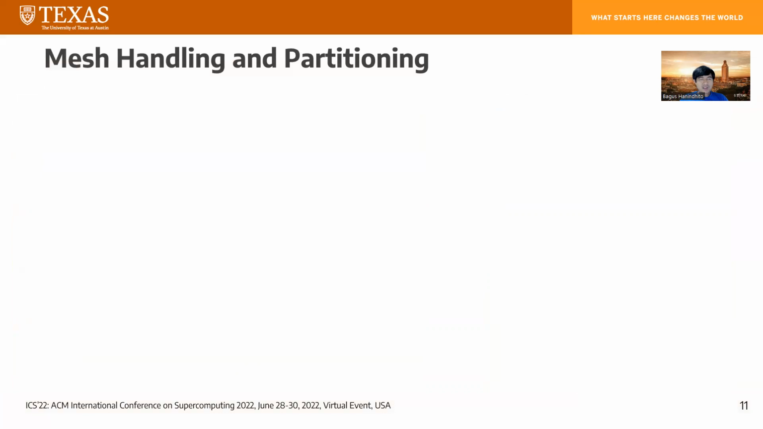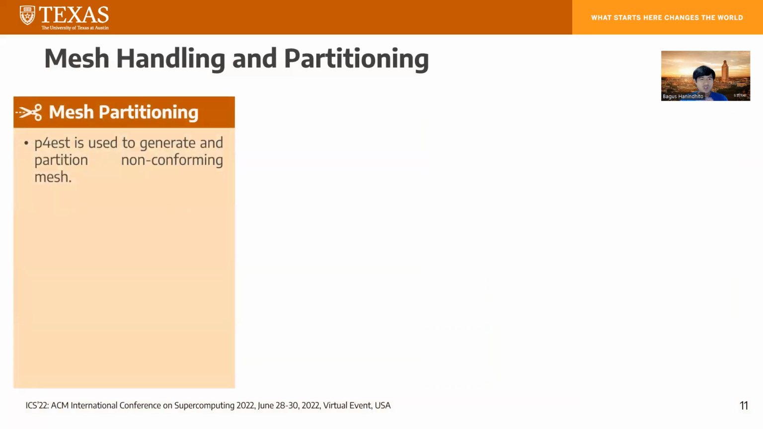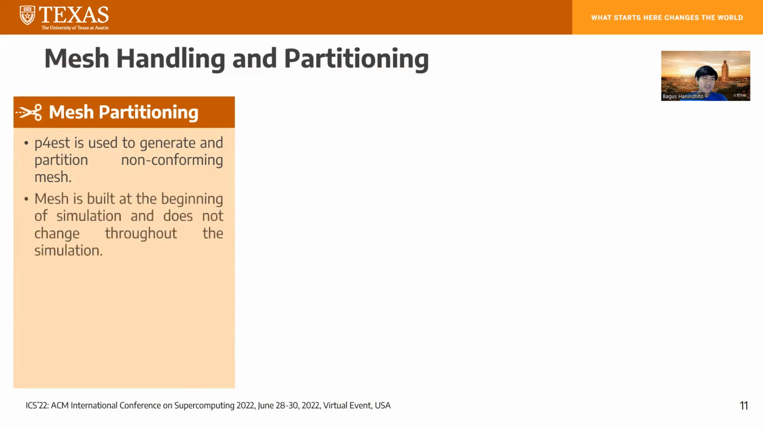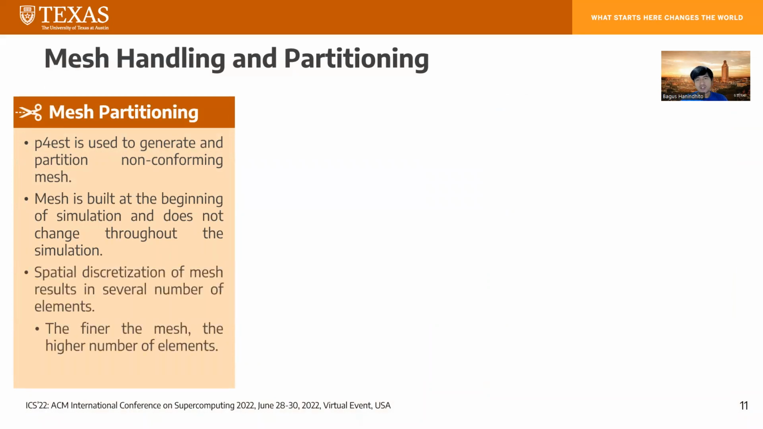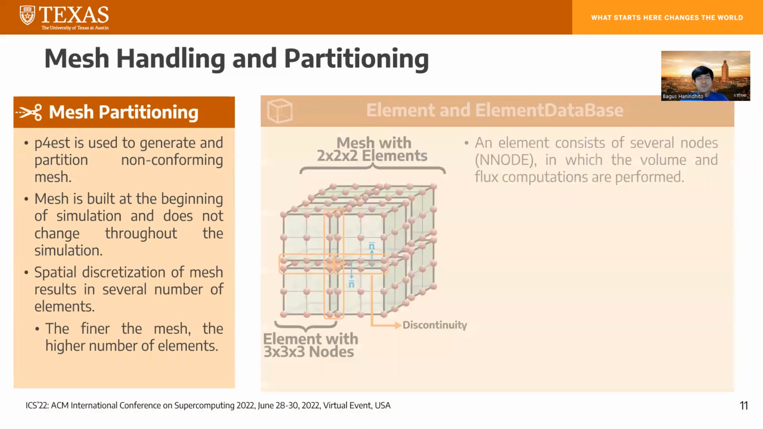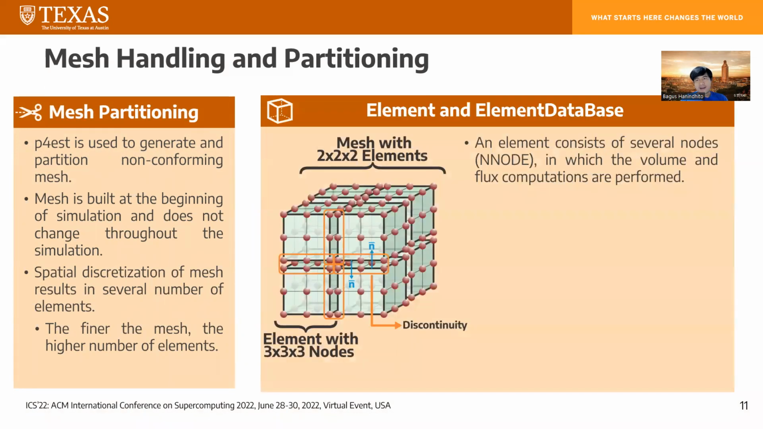Let's begin with the CPU implementation first before we go into the GPU one. Our CPU code uses P4est to generate and partition the non-conforming mesh. The mesh is built at the beginning of the simulation, and we guarantee that the mesh will remain the same throughout the simulation. Because of the spatial discretization of the mesh, we have multiple elements, and the finer the mesh, the higher the number of elements will be.